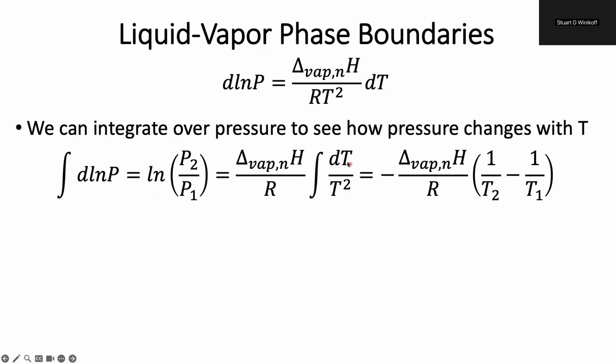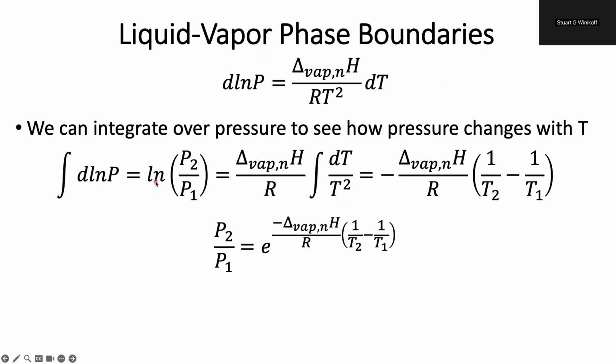So then we can go ahead and integrate dT over T squared. Now, this is going to give me negative 1 over T. But since we're looking at a change, we're going to pull that negative sign out front, and we're going to find the difference of the inverse temperatures. So 1 over the final temperature minus 1 over the initial temperature. And so this gets us our nice final expression.